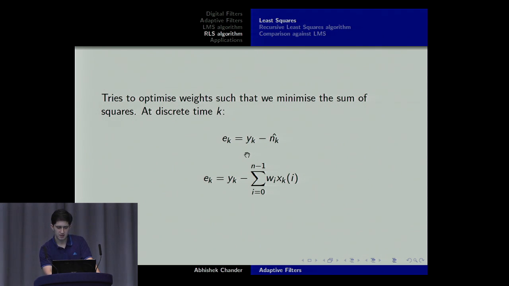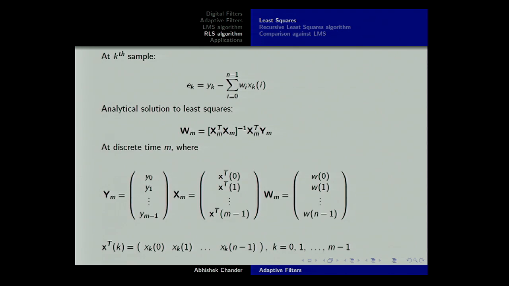So our error signal is the same as before, but this time, we're not actually finding the mean. We're just trying to minimize the squares. So if we actually square it and differentiate error and set the gradient to 0, we get an analytical solution which looks something like this. And we can see that this is even worse than before in terms of matrix inversions and number of calculations that you have to do.